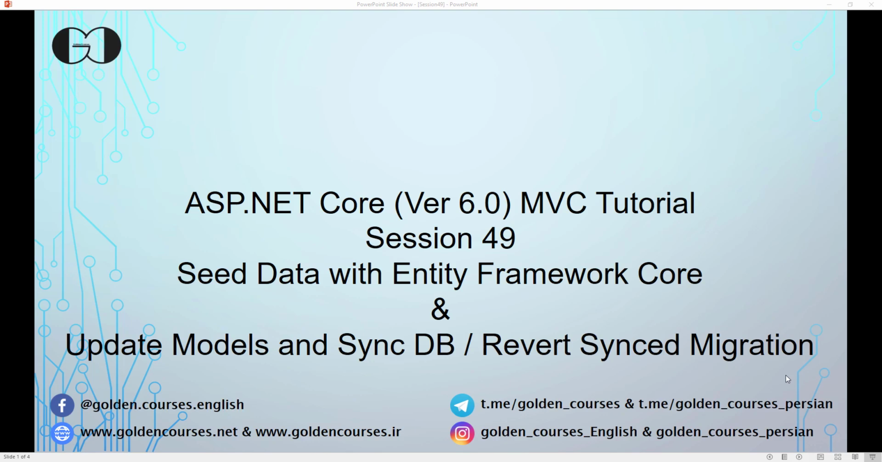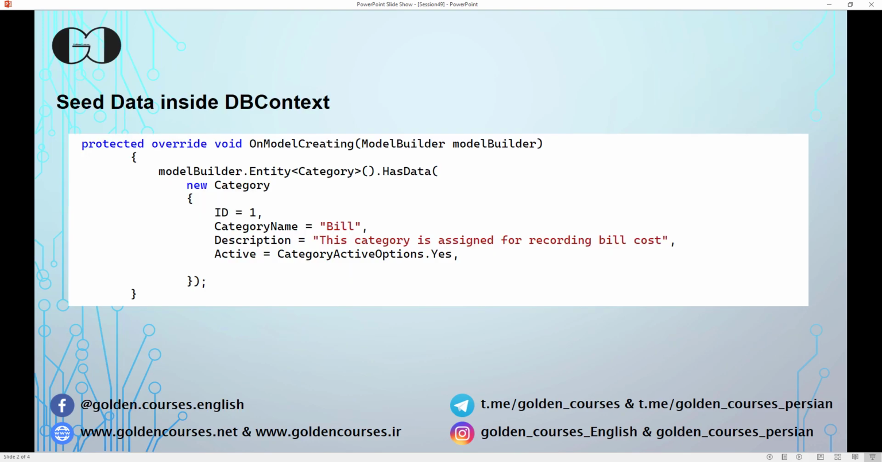In this session, we are going to talk about seed data with Entity Framework Core, and also we update the model and sync the database, and also we will talk about reverting a synced migration. As you can see, we can seed data to the database inside the DB context, and we can override the OnModelCreating method, and with ModelBuilder we can seed the data.